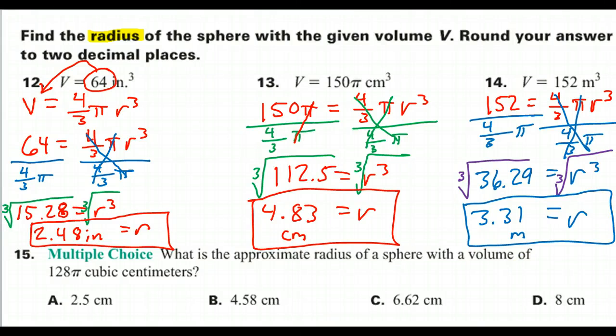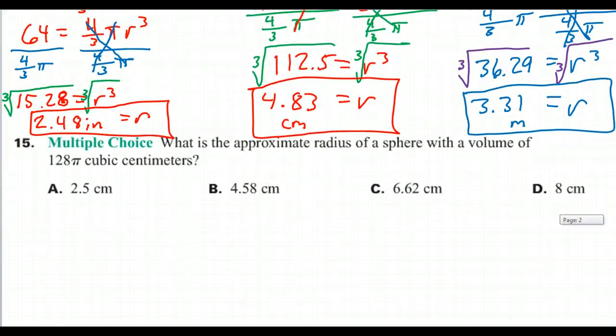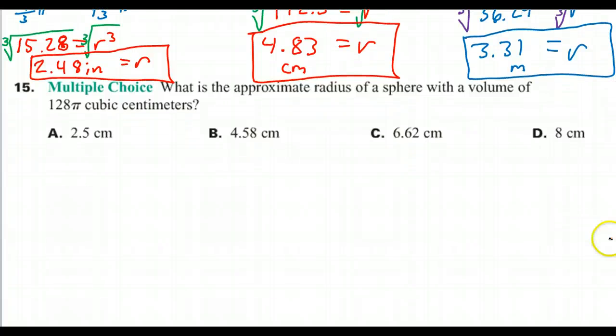Let's move on. Got to be almost done. Oh, this is the last one. Check us out. We're awesome. So looking at number 15, what is the approximate radius of a sphere with a volume of 128 pi? If they give you something, use the formula for it. So in this case, they gave us the volume right there.